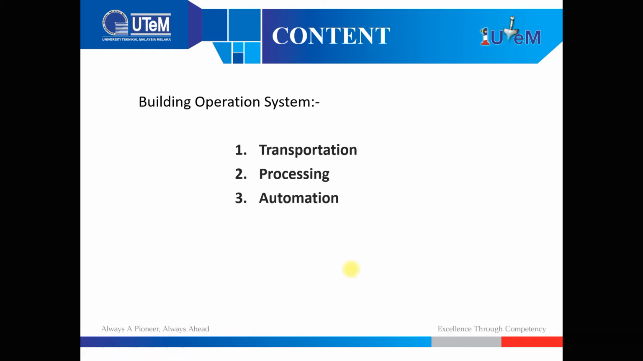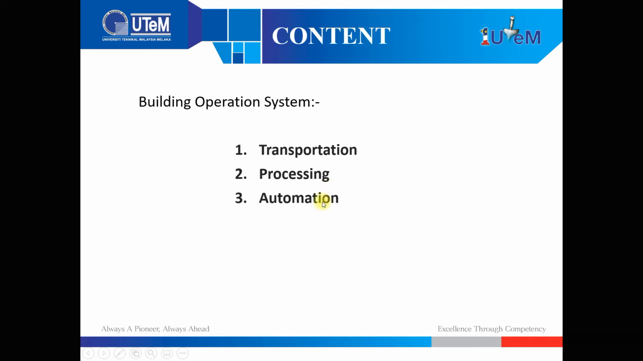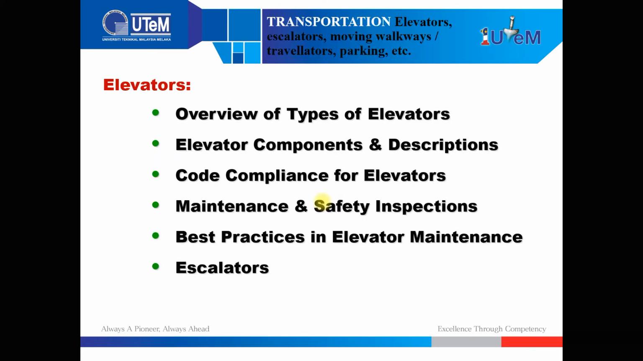Okay, content untuk slide ini saya akan cover 3 building operation system, iaitu pertama transportation, kedua processing dan ketiga automation. So untuk transportation saya akan cover berkenaan dengan elevator, escalator, moving walkways, travelator, and parking system. Parking system is under the automation also, di mana automatic parking.